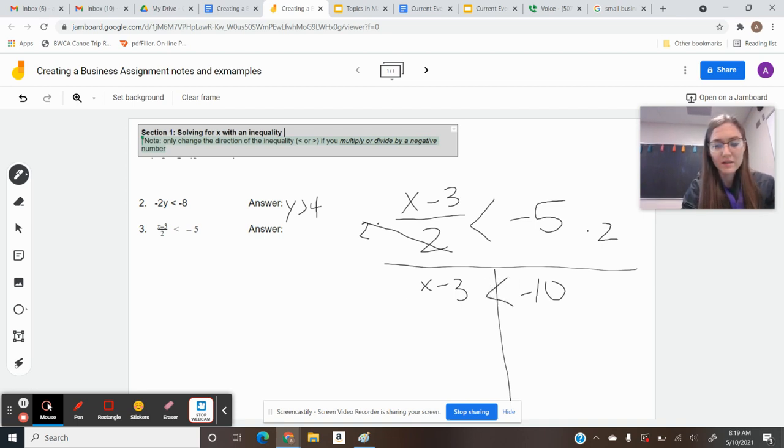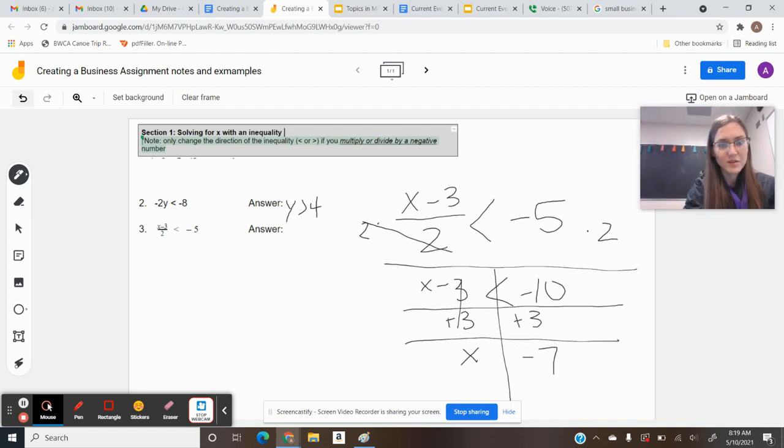All right, now I am going to try to get this x by itself, but this minus 3 is in the way. I'm going to do the opposite of minus 3. I'm going to plus 3. If I do it to one side, I got to do it to the other. So I have x on this side because those 2 cancel out. I'm going to solve this part first before I worry about that inequality. Negative 10 plus 3 is negative 7. All right, I'm just going to double check. I did not multiply or divide by a negative number, so my inequality stays the same. Here's my answer. X is less than negative 7.